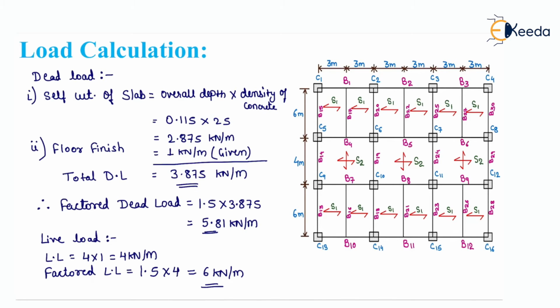Now the floor finish, which was given in the question, is taken as 1 kilonewton per meter and the total dead load will be 3.875 kilonewton per meter. Therefore, factored dead load equals 1.5 into 3.875, that will be 5.81 kilonewton per meter. Now, live load. Live load equals 4 into 1 equals 4 kilonewton per meter, which was given in the question. Factored live load equals 1.5 into 4, that equals 6 kilonewton per meter.